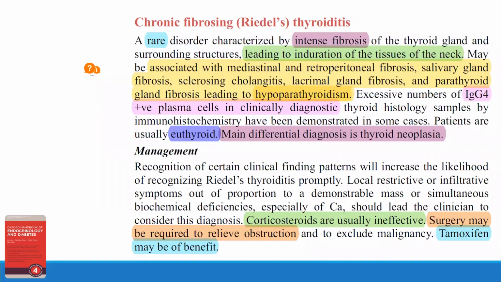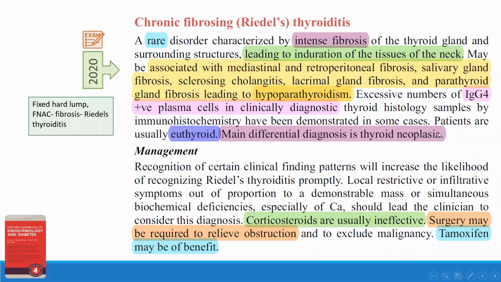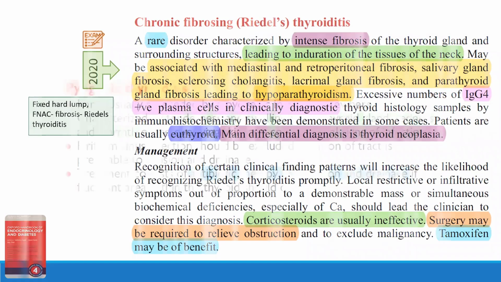Corticosteroids are usually ineffective. Surgery may be required if there is compression or obstruction. Tamoxifen may be of benefit if the disease is recent and mild. In the previous 2020 exams, they asked a question about a patient presented with a fixed hard lump, with fine needle aspiration cytology showing fibrosis. So the diagnosis is radial thyroiditis.